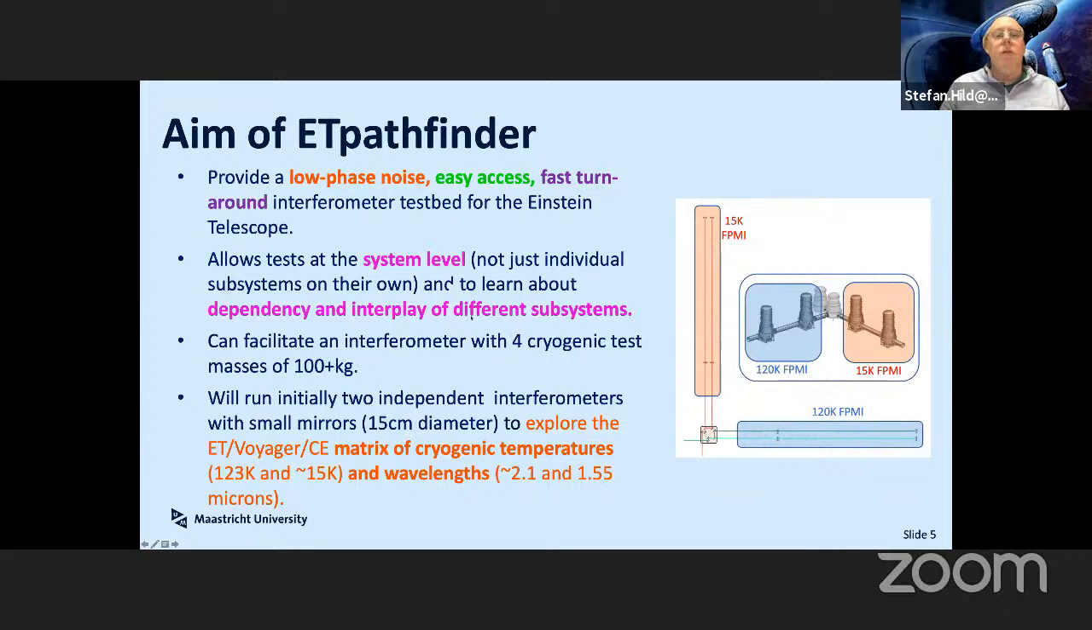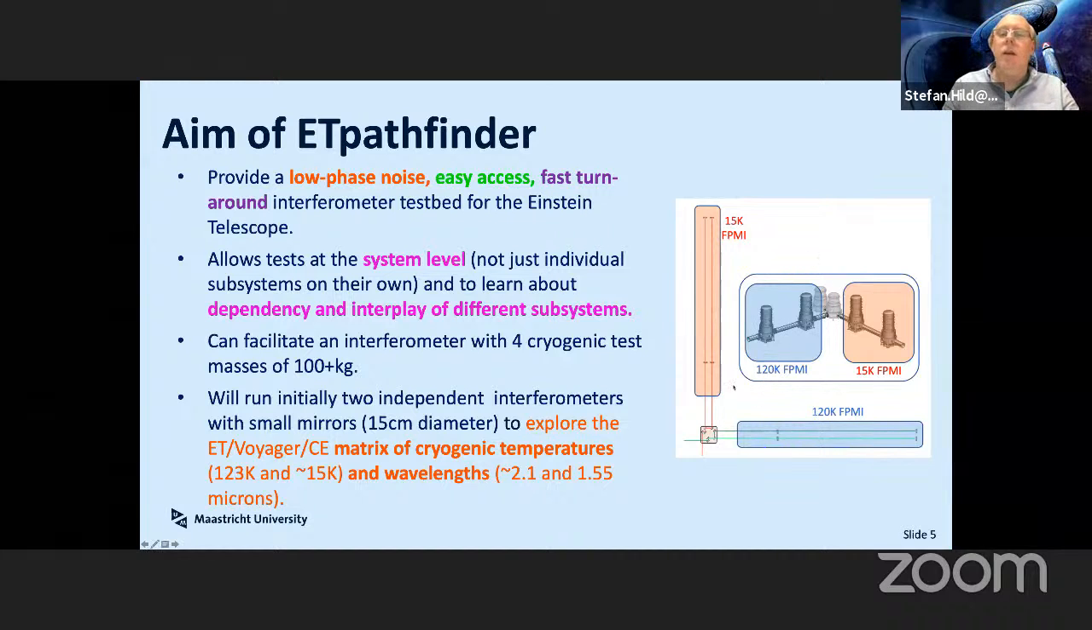The whole prototype is more or less set up around 4 cryostats, which can in principle hold ET-like test masses. But as we don't have these big test masses right now, we will run it initially with small mirrors. Small means 15 centimeter mirrors, and explore the full matrix of ET, but also, as we heard 2 days ago, Cosmic Explorer and Voyager also going for cryogenics. So the whole matrix of temperatures and wavelengths.